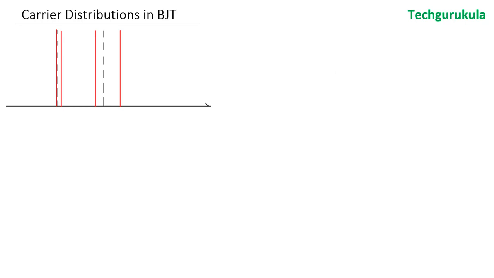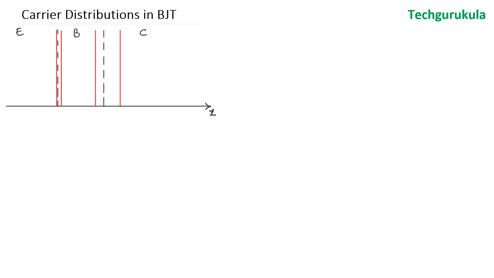In this video, we're going to see carrier distributions in BJT. To be specific, it's minority carrier distributions in BJT under active region of operation. So let me take the BJT structure here. I'm taking this to be x-axis, and this is emitter, this is base region, this is collector region.